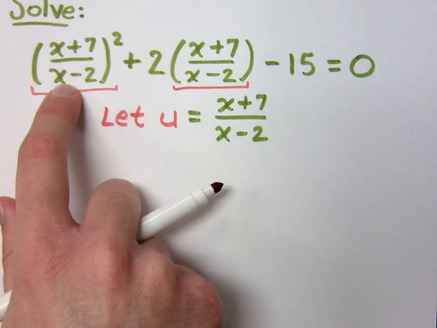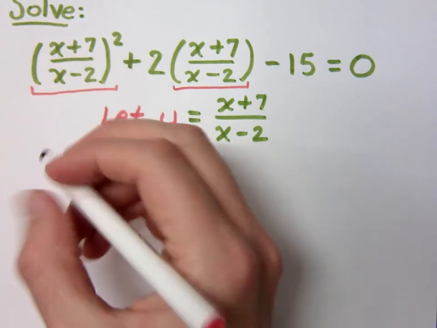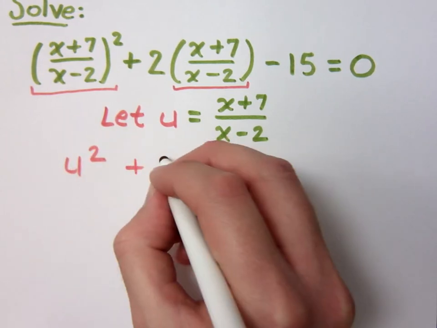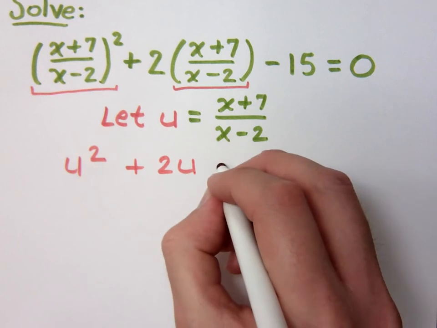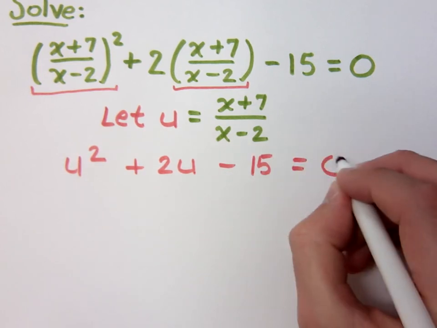So instead of x plus 7 over x minus 2 squared, what will I write? U squared. I'm going to write u squared, and then what's the rest of this? Plus 2u minus 15 equals 0. Do y'all agree?